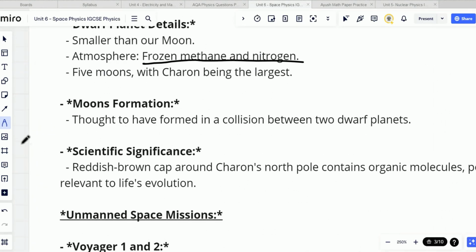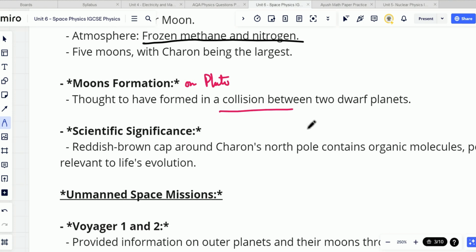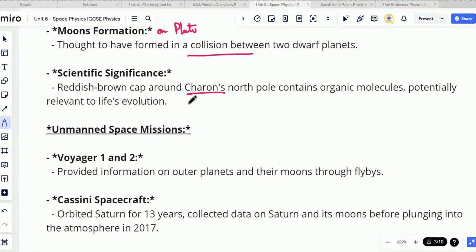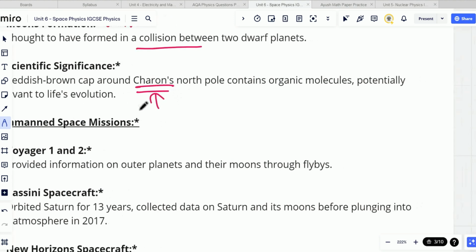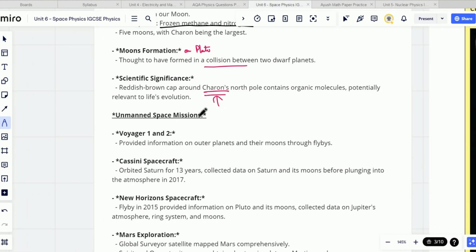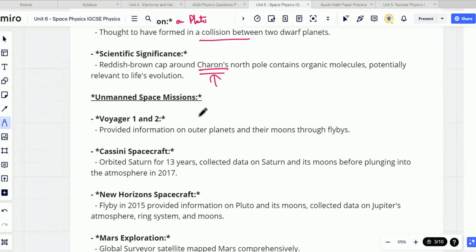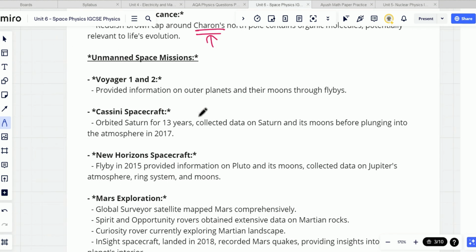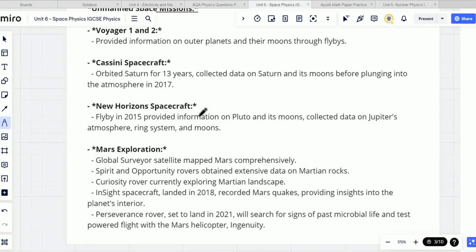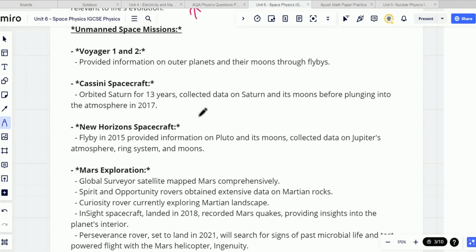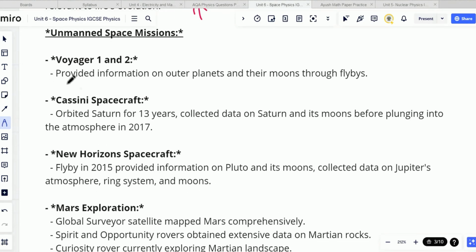So, how did the moons form on Pluto? It is believed that they were formed in a collision between two dwarf planets, and this largest moon is reddish. It has a reddish brown cap around its north pole, and it contains organic molecules which are potentially relevant to life's evolution. Then we have a number of unmanned space missions in which we sent all these satellites and spacecrafts into space without humans in them. So what have they got us? What information have they got us?